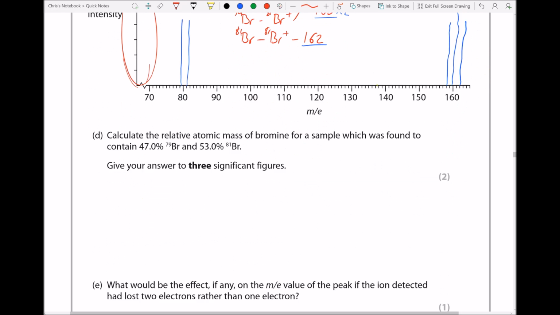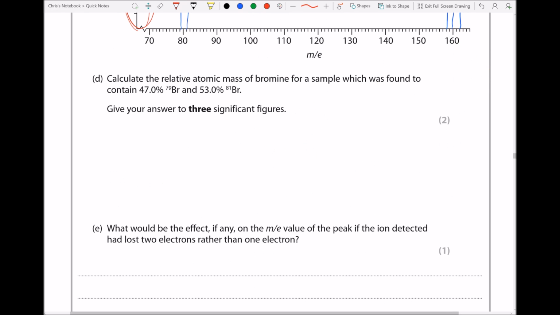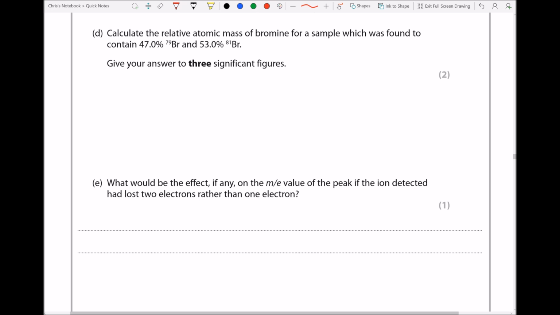Okay, right. Next one's part D. Calculate the relative atomic mass of bromine for a sample which was found to contain 47% bromine 79 and 53% bromine 81. Give your answer to 3 significant figures. Right, okay, these are relatively straightforward.